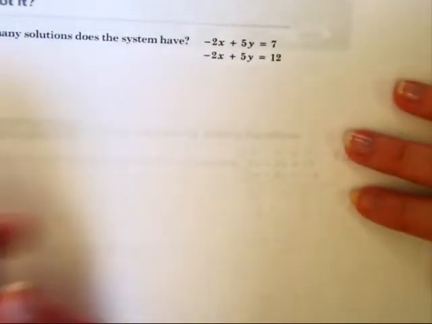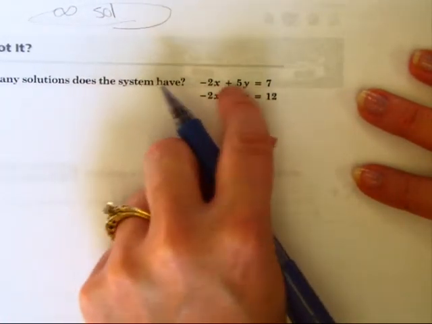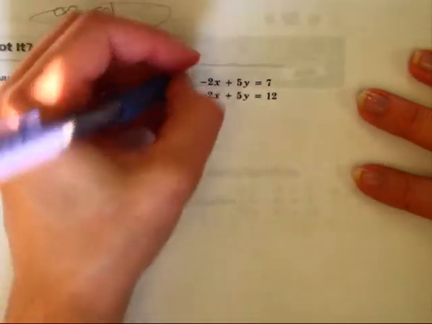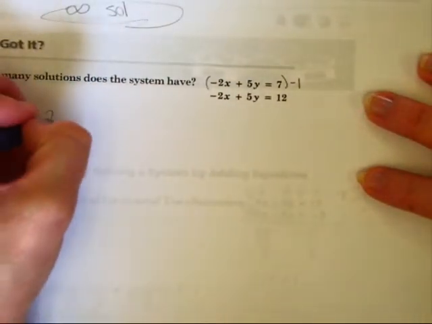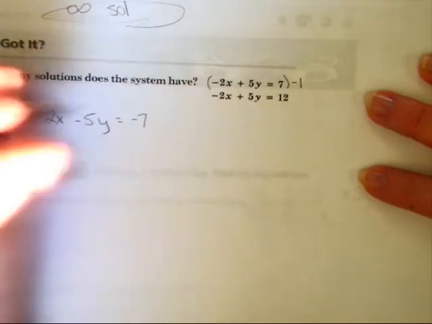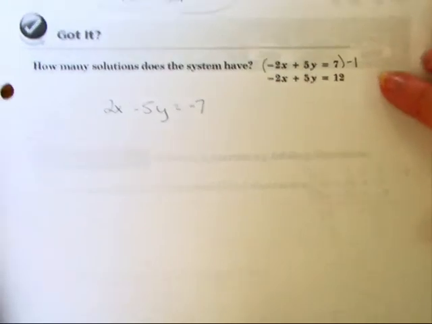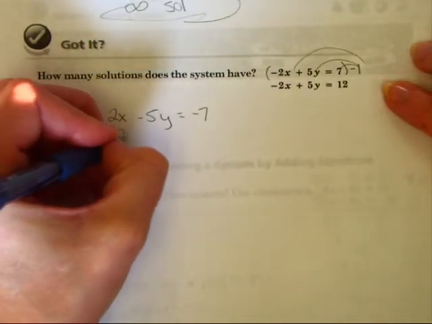Let's try it again. Does anything cancel? Please don't say yes. I know you're tempted to say yes, but don't say yes. Nothing cancels because we have 2 negatives for the 2's and 2 positives for the 5. Multiply the top one by a negative 1. Watch what happens. You get positive 2x, you get negative 5y, and you get negative 7 when you distribute that negative 1 through. Boom, boom, boom. And the bottom remains the same.